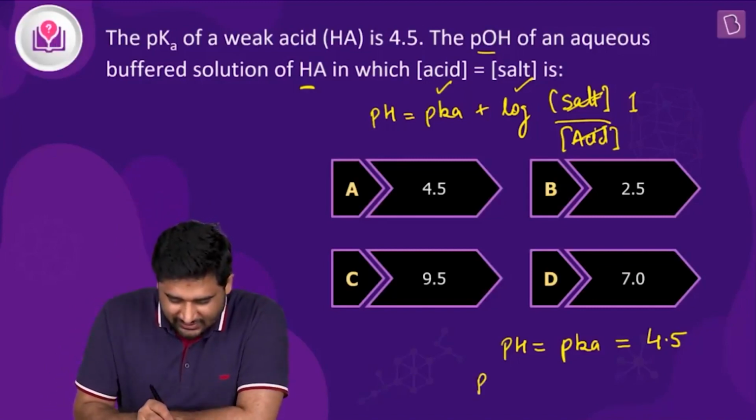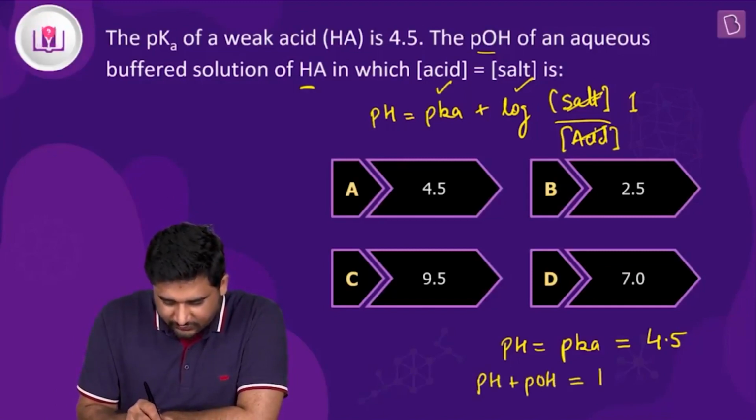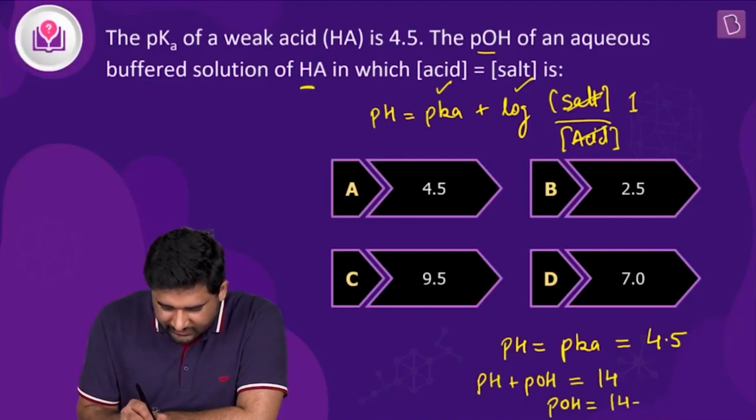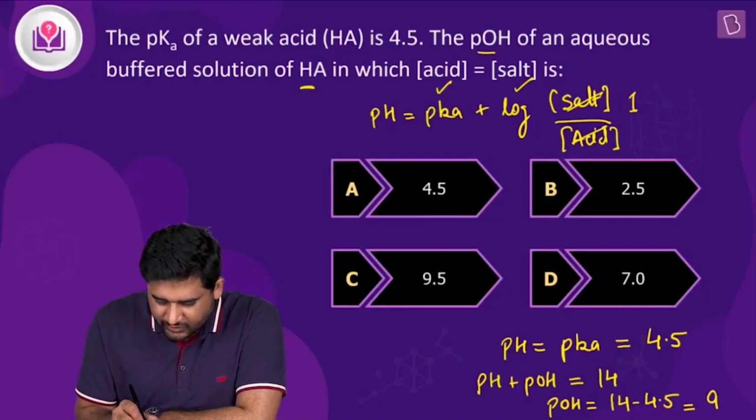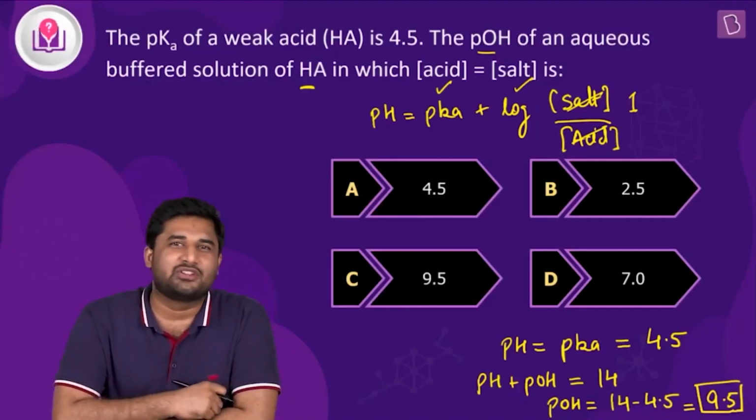So now you can see at 298 Kelvin, we know that pH plus pOH is equal to 14. Therefore, pOH will be equal to 14 minus 4.5, which is the value for pH. And when you solve it, what you will get is 9.5. So this 9.5 is the answer for the question.